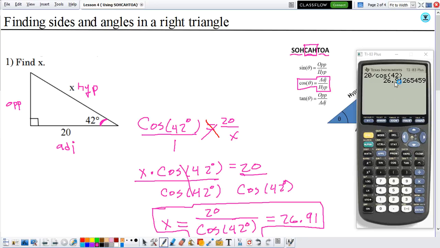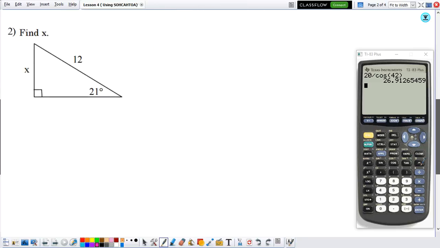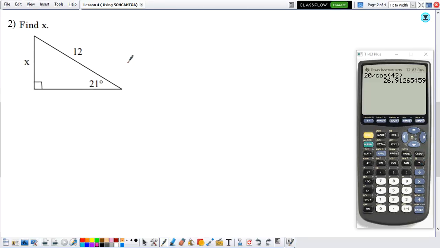So let's do another example here. Scroll down. We have the following. Let's try to find x. X, it's right here. So again, this is the angle that we know. So this is the angle of reference. Let's label our triangle. The side that is opposite to it, that's the opposite. So x will be my opposite. 12, we can see that is the larger side, so that's my hypotenuse. That means that this is my adjacent.